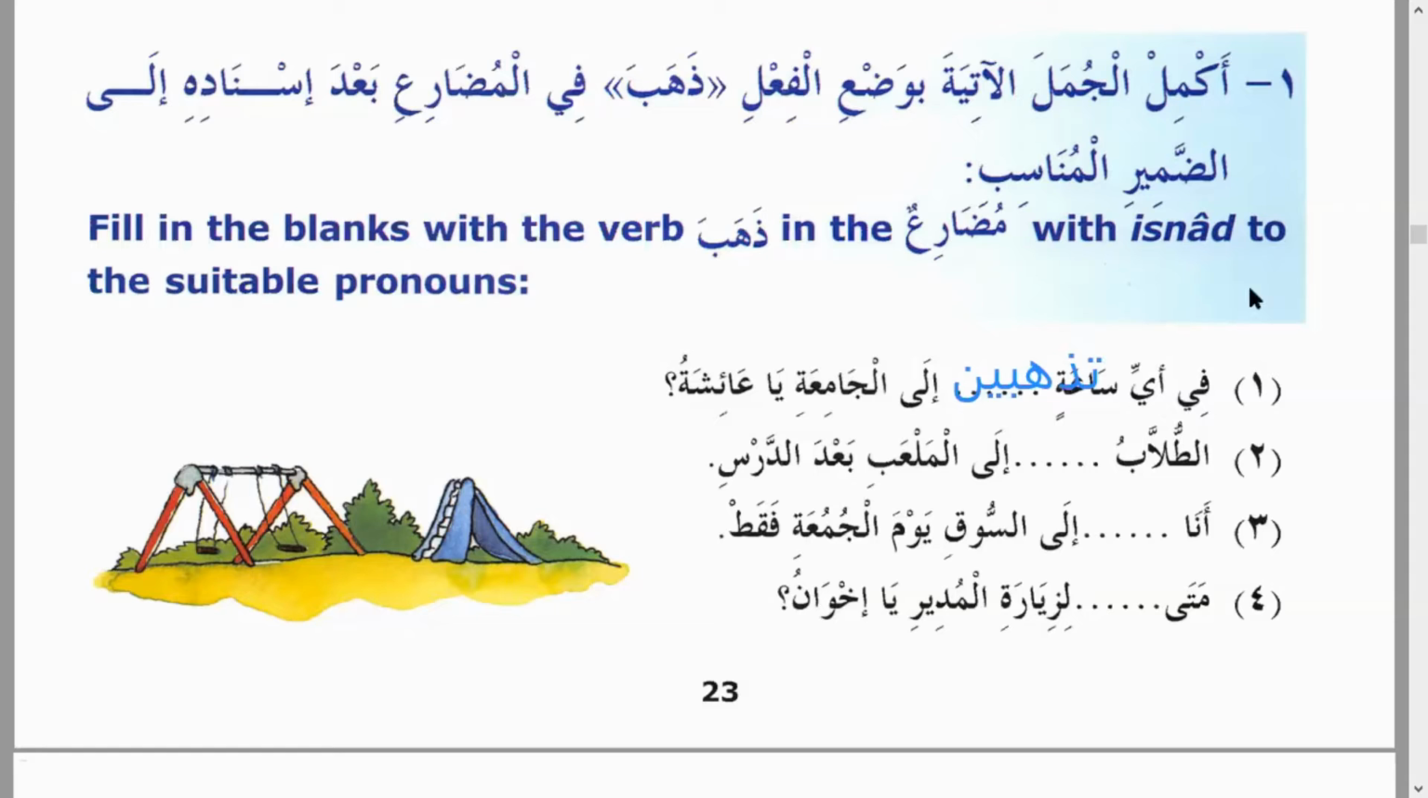So which form of يذهبوا should come here? This is not singular, so first one was تذهبين. يذهبون. نعم يذهبون. الطلاب يذهبون. Why? Because it's plural and we are not speaking to anyone. How do we know we are not speaking to anyone? We are not using ya. الطلاب يذهبون إلى الملعب بعد الدرس. The students are going to the playground after the lesson.